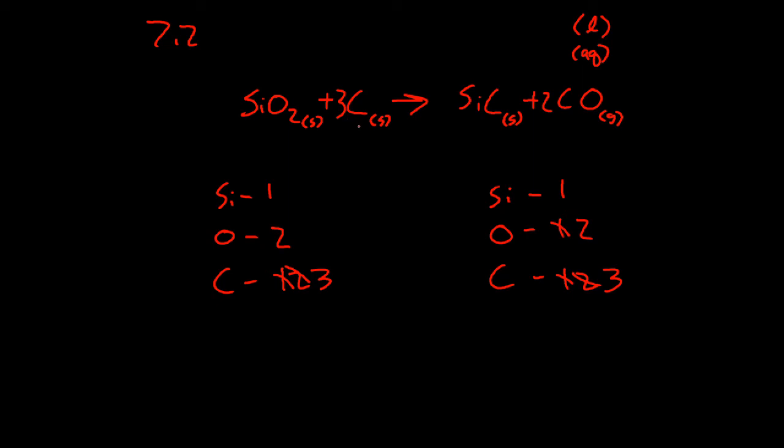So that is double check again. 1 silicon, 2 oxygens, 2 oxygens, 3 carbons, 1, 2, 3 carbons. Okay. Whew. And after I got done saying it was an easy one, I make a mistake. That'll teach me to say that. Okay, let's move on to 7.3.